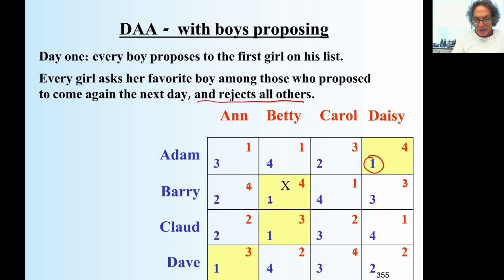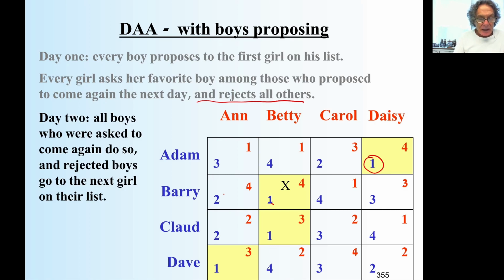Okay, so Betty sends out Barry. So Barry will go to whom? To number two on the list. Day number two, Barry moves from Betty to Anne. Day two, all boys who were asked to come again, do so, or if you like, stay, if they were not rejected. And rejected boys go to the next girl on their list. So Barry will go to Ann.